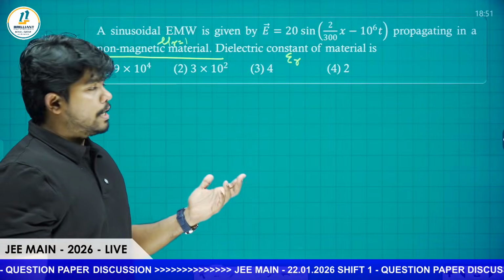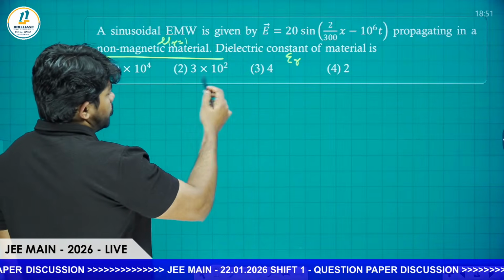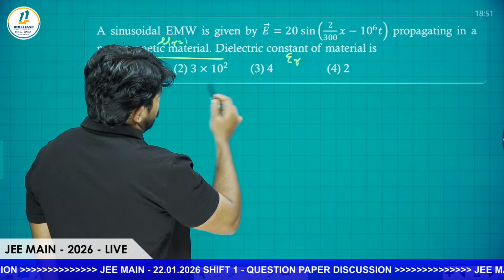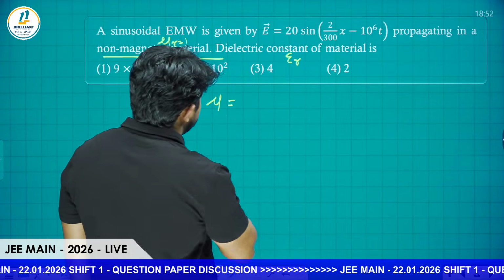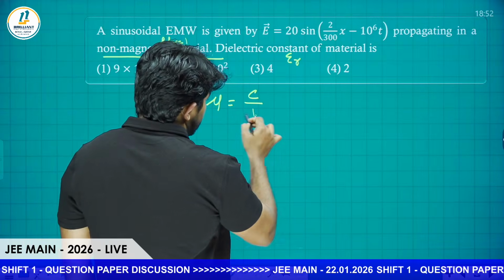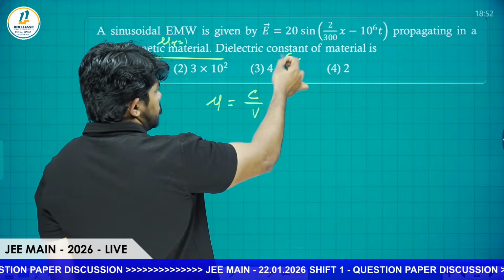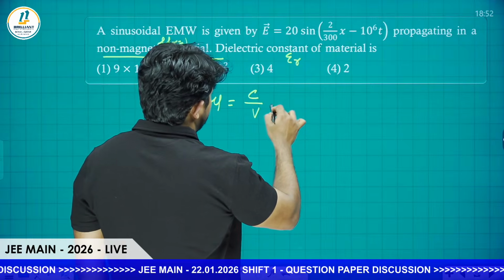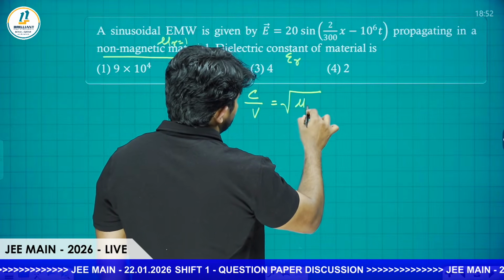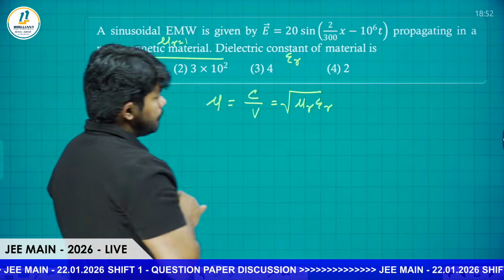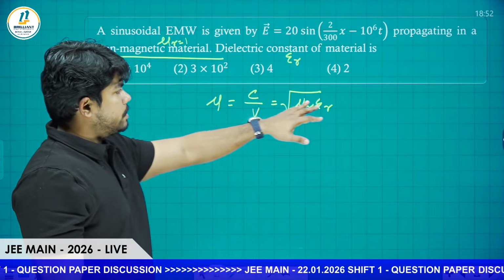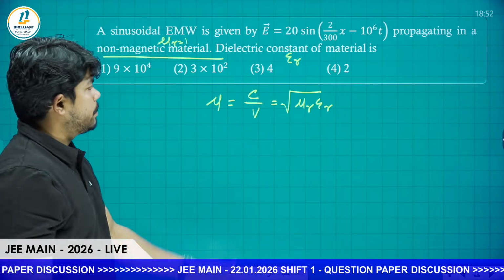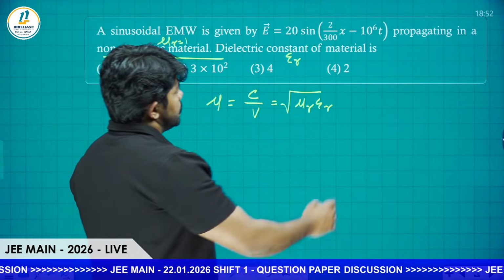So obviously, how can we connect this? We know that the refractive index can be written in terms of c by v, or in terms of mu r and epsilon r. We can substitute and we finally get root of mu r epsilon r. So somehow we can find the velocity part, then we can find the value of epsilon r, because mu r we already took as 1.